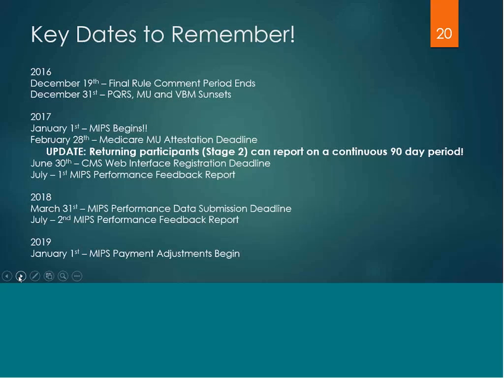By June 30th, 2017, any clinicians wishing to use the CMS web interface must register. Your first MIPS feedback report will be issued July 1st of 2017, and you will then obtain your second feedback report in July of 2018. All MIPS performance data must be submitted by March 31st of 2018. And we will begin to see the MIPS payment adjustments start January 1st of 2019. So just some key dates to keep in mind.